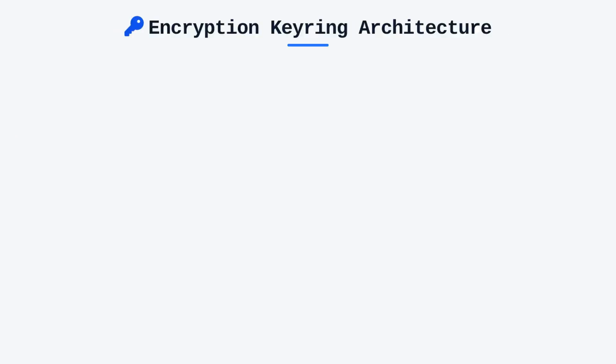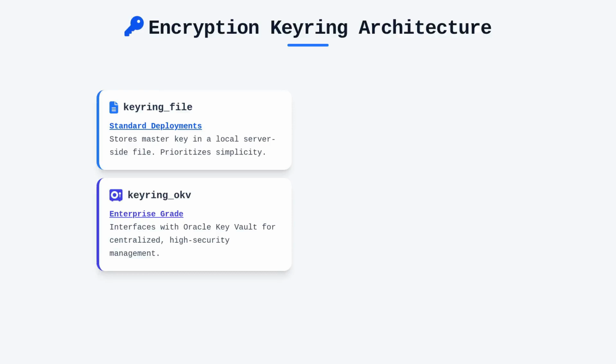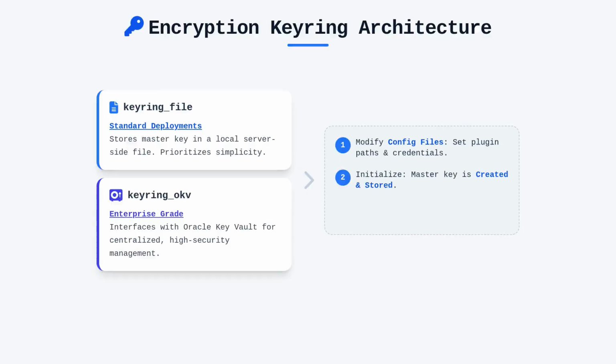To facilitate this encryption architecture, you must configure a keyring component that handles the storage and retrieval of the master key. The most basic implementation utilizes the keyring file plugin, which stores the master key in a local server-side file, making it suitable for standard deployments where simplicity is prioritized. For more demanding enterprise environments, you should consider the keyring OKV component, which interfaces with Oracle Key Vault to provide centralized and highly secure key management. Regardless of the chosen component, configuring these services requires modifying your configuration files to point to the correct plugin path and defining the necessary credentials.